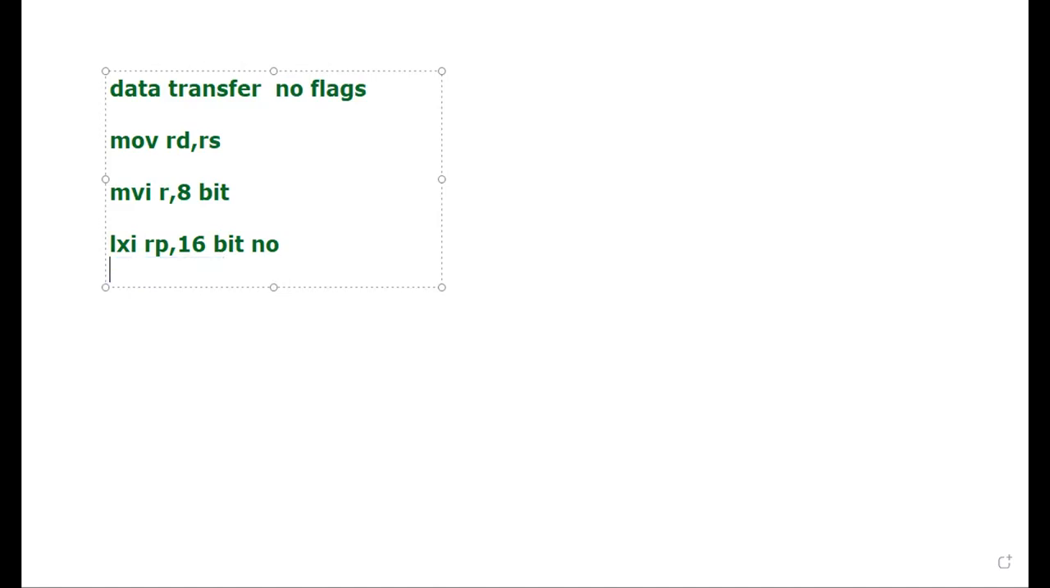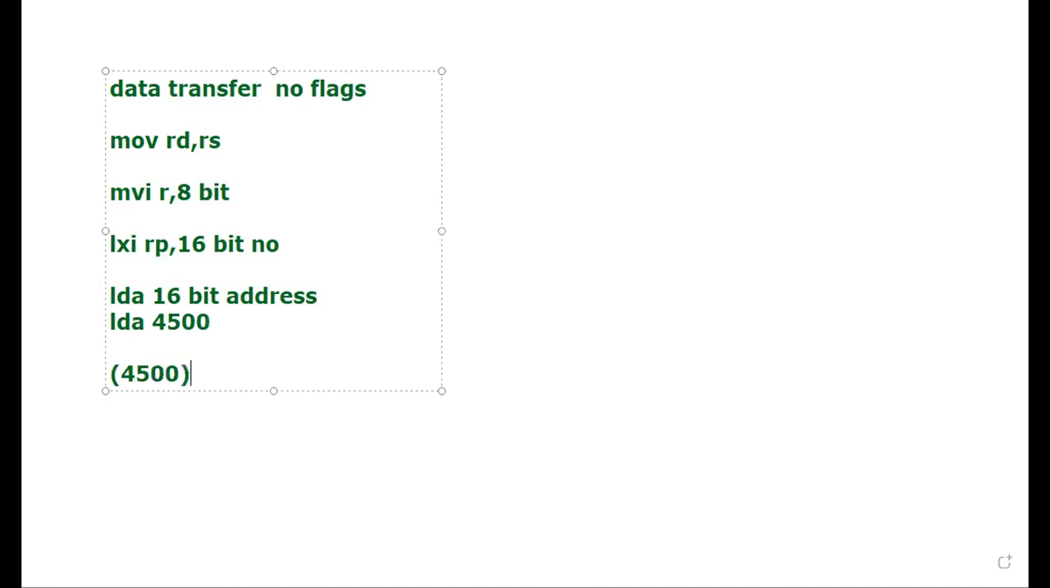Then comes your next instruction, which is nothing but LDA 16-bit address. The contents of the address will be copied into A. So if I say LDA 4500, 4500 will not be copied. The contents of 4500 will be copied, and the contents of an address are always 8-bit. For example, if it is 67, then accumulator contents will be 67. Okay, that is how you will have to explain it. So this is a 3 byte instruction.